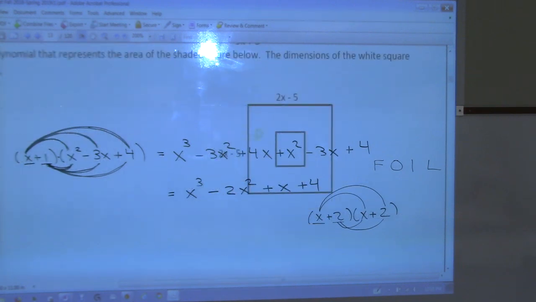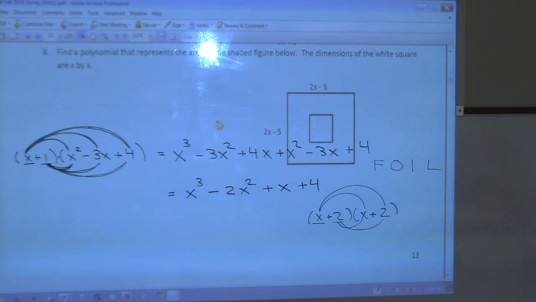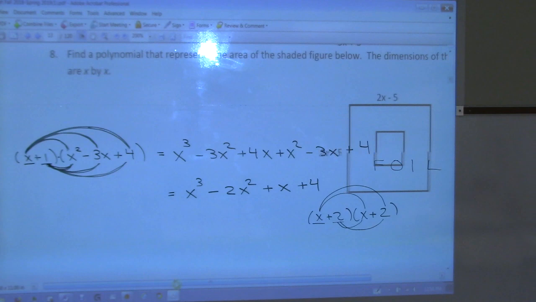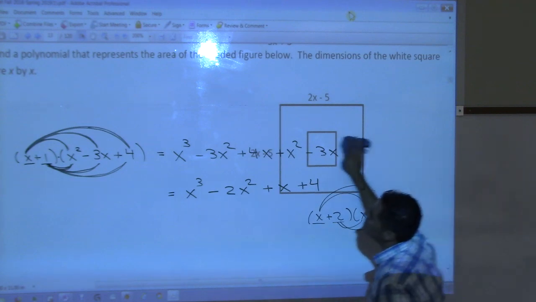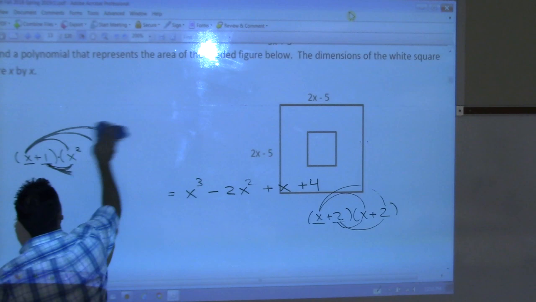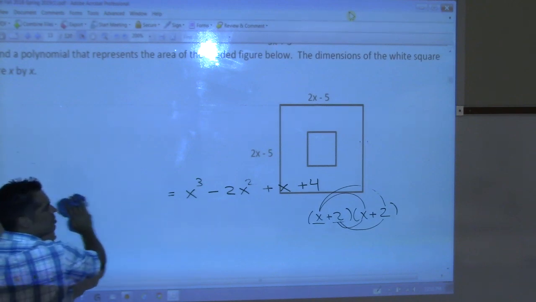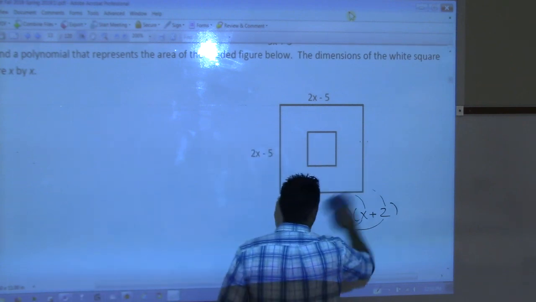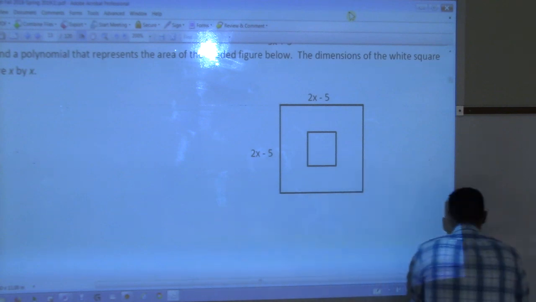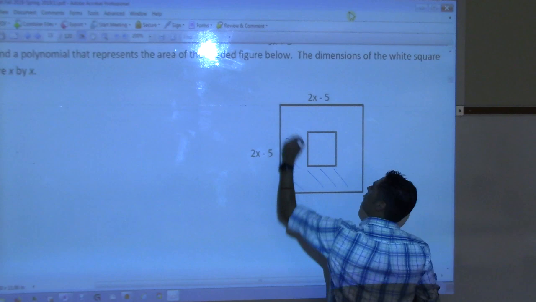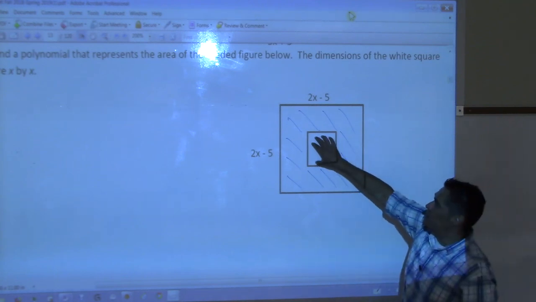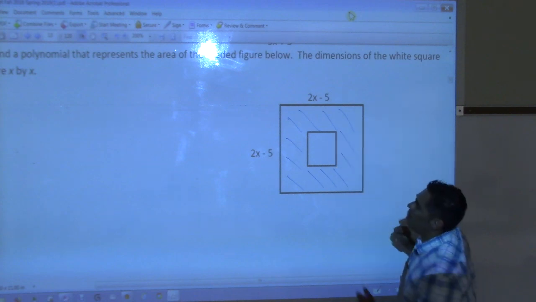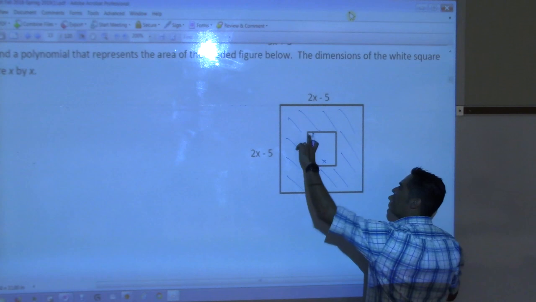We have some word problems. So let's see if you can read that. Find a polynomial that represents the area of the shaded figure below. It doesn't look shaded on the projector, but it is shaded on the handout or on the packet. So they want you to find a polynomial that represents the area of this shaded region right here. Okay, so it's like a square, but we are taking out a piece. And it says that the white square, the one on the inside, is x by x. So it's x wide and x tall.